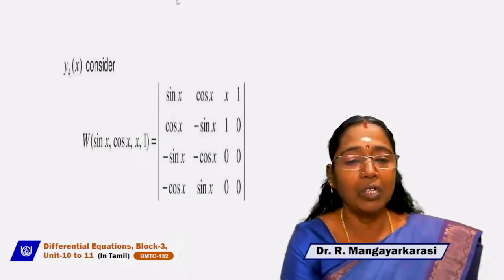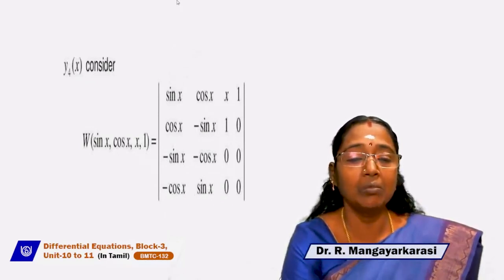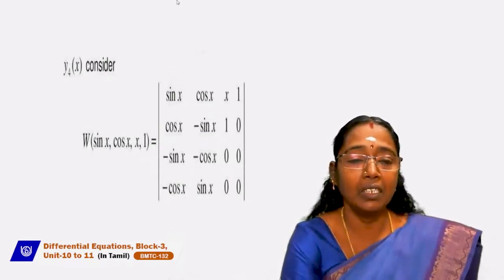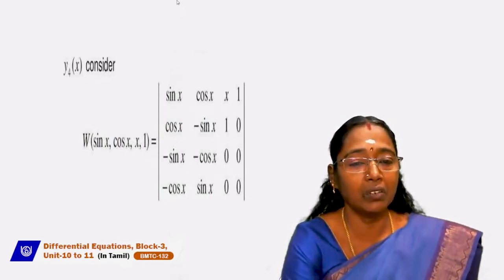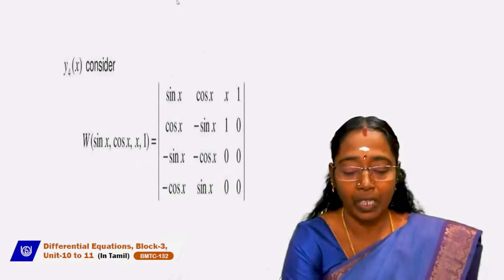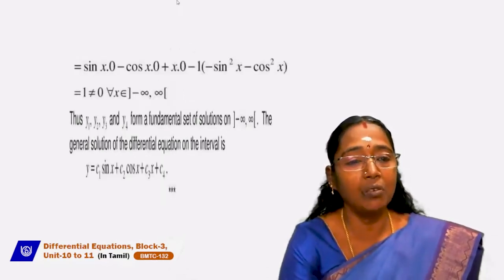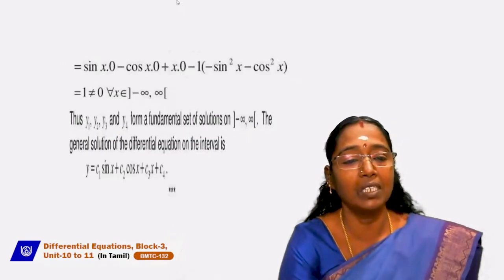For this one element, you have to find the determinant. The determinant will be minus sine squared x and then minus cos squared x. This determinant, you have to bring the minus outside. Inside you are having the identity sine squared x plus cos squared x. This sine squared x plus cos squared x has the identity 1. Therefore, the determinant has the value of 1. This is not equal to 0 for every x in the interval minus infinity to infinity.